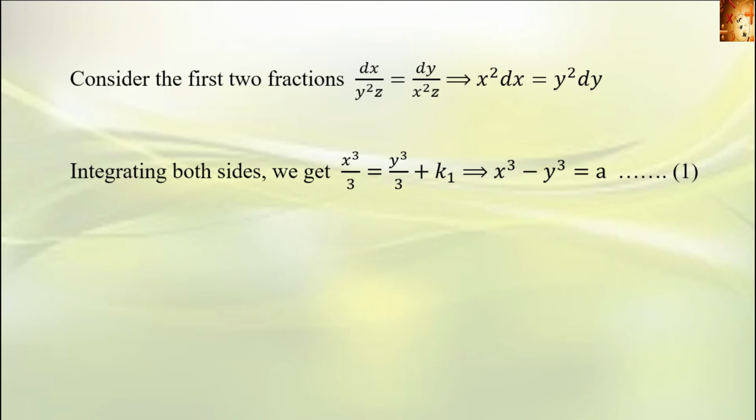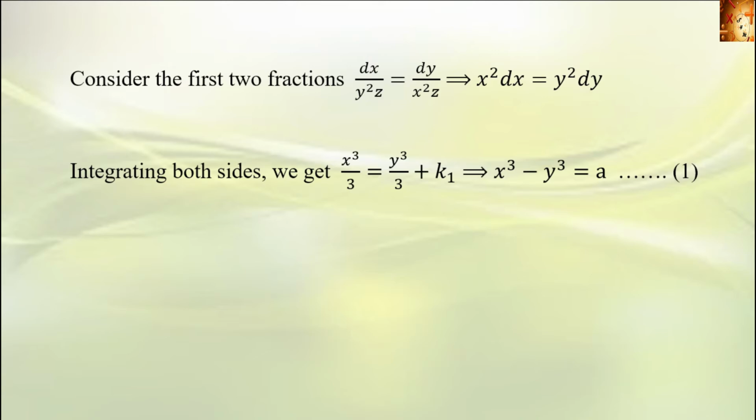Therefore x cube minus y cube equal to a, which is equation number 1. So this is u equal to a form. Okay, u is a function of x, y, z. So here x cube minus y cube equal to a, which means u is x cube minus y cube.